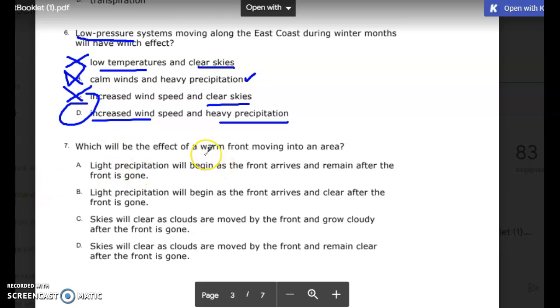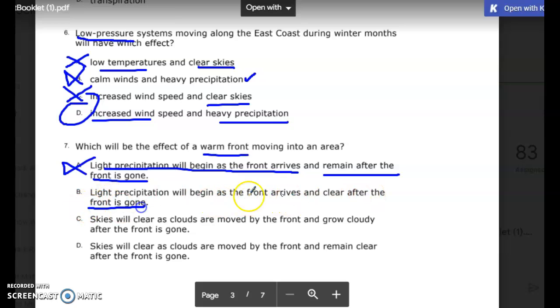What will be the effect of a warm front? Who thinks they're going to see warm front, cold front, stationary front? You would be correct. What would be the effect of a warm front moving through the area? Amanda, will a warm front be light precipitation as the front arrives and remain after the front is gone? Does the rain stay there when the front is gone? No. Light precipitation will begin as the front arrives and clear after the front is gone.